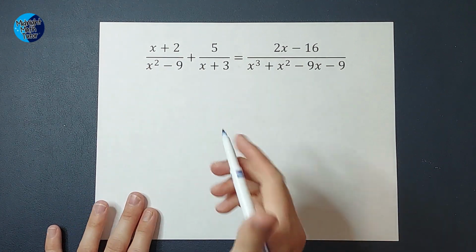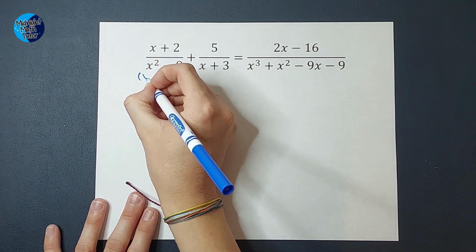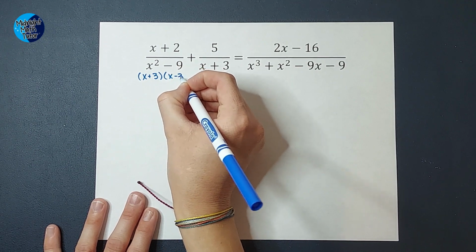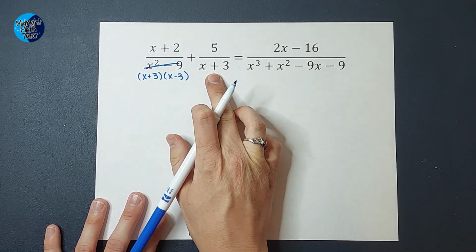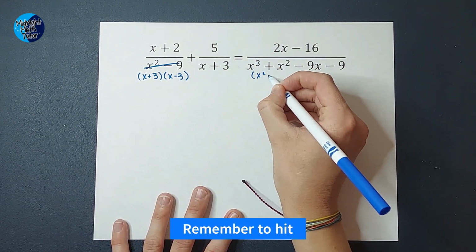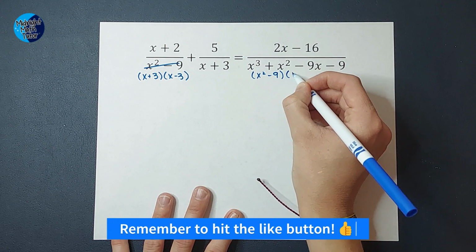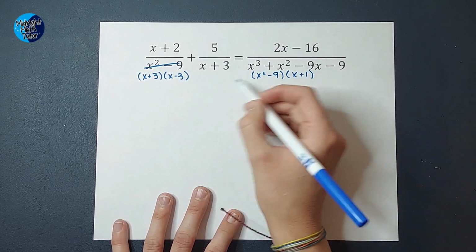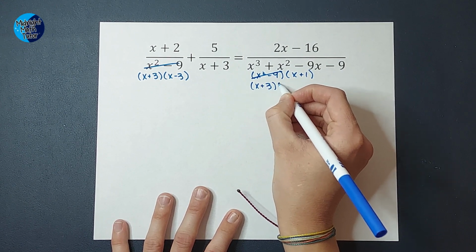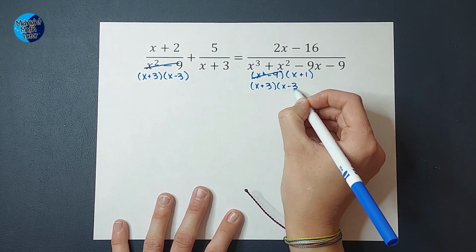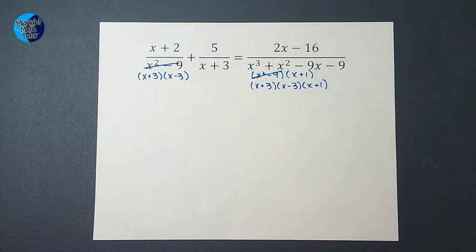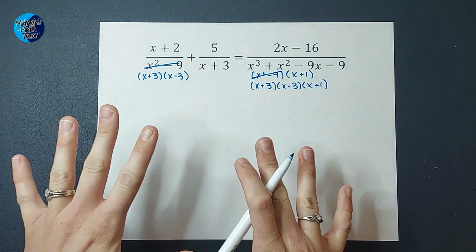This here is a difference of squares, so it's going to factor to x plus 3 times x minus 3. This guy is factored. This guy is going to factor to x squared minus 9 times x plus 1, and then it's going to factor down more to x plus 3 times x minus 3 times x plus 1. So we just factored things.